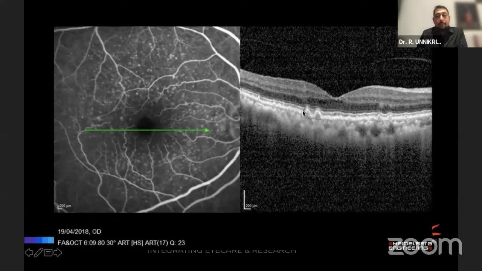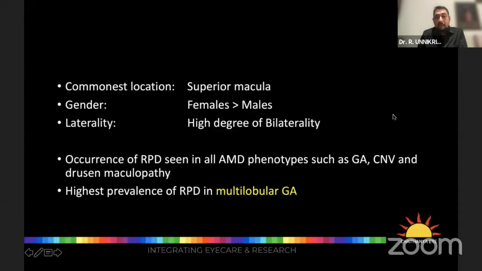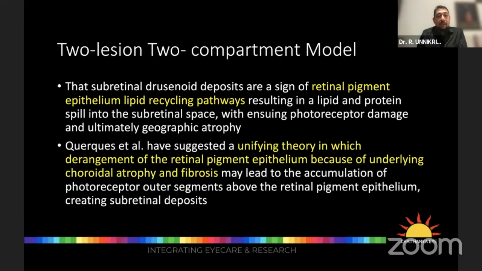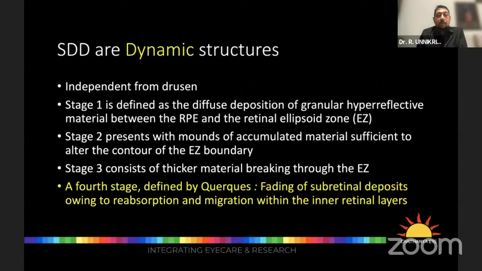These are some examples of the triangular deposits that you see above the layer. You can see the deposits above the layer there. There's a predominance to be found in females, and it is highly bilateral. There is a theory for how SDD occurs, a two lesion, two compartment theory. There's a defect in the retinal pigment epithelium lipid recycling pathways that causes deposition above the RPE. It has also been thought that there is a derangement of the choroidal circulation. The choroidal capillary forms atrophy and fibrosis, therefore causing a derangement of the RPE, causing all of this to happen.